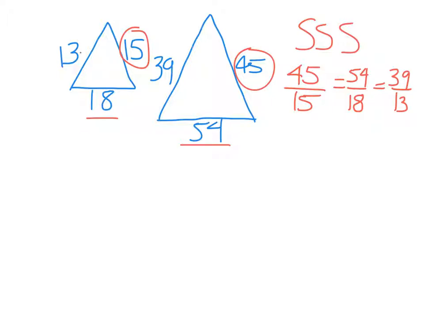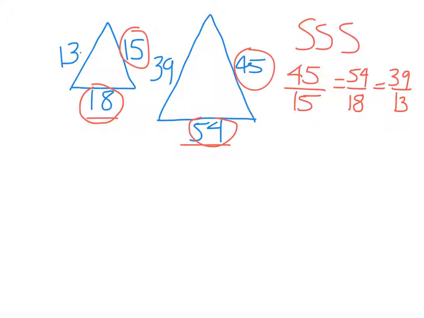So these sides are in proportion because for each side in the smaller triangle, I times by 3 to get its corresponding side in the larger triangle. So here they are similar due to the SSS test, and the scale factor is 3. So I don't need to mention anything about the angles.